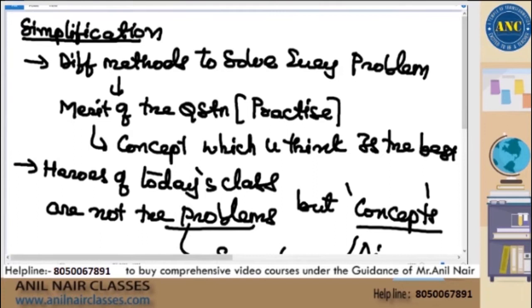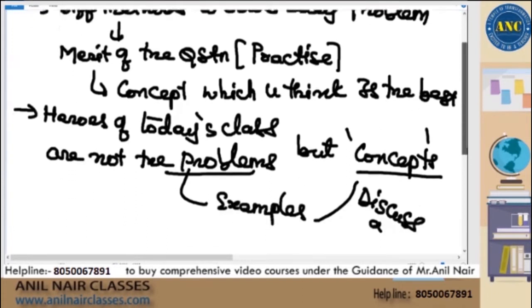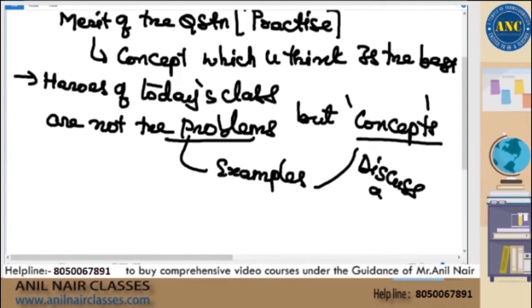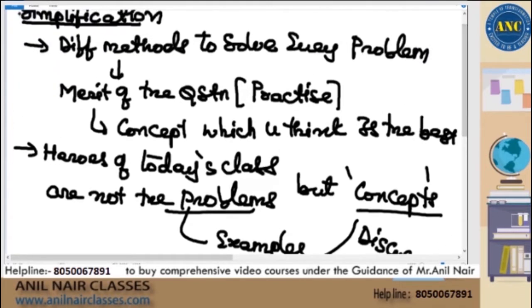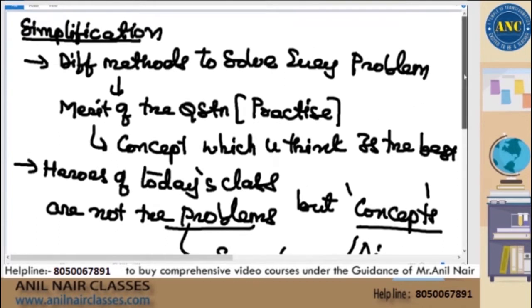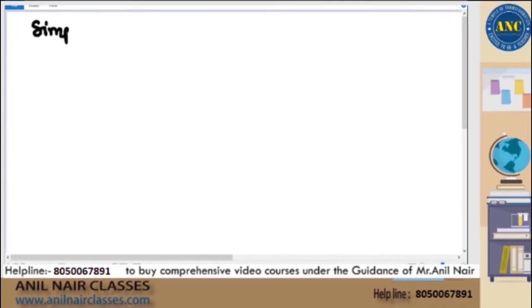Side heading, write down. Simplification, to solve simplification questions. To solve simplification questions, the below are mandatory.